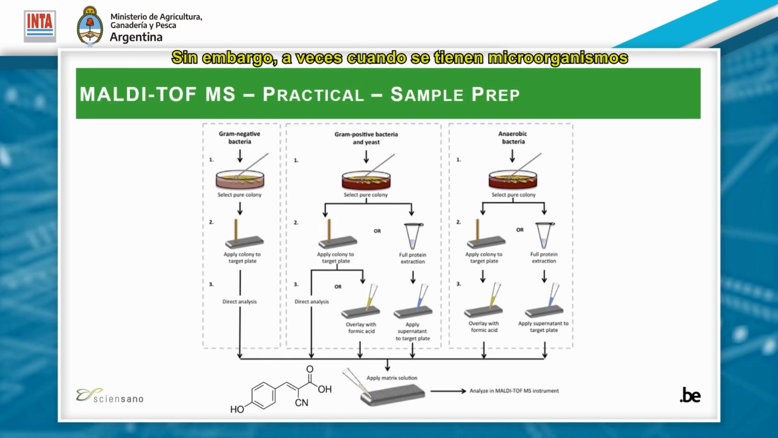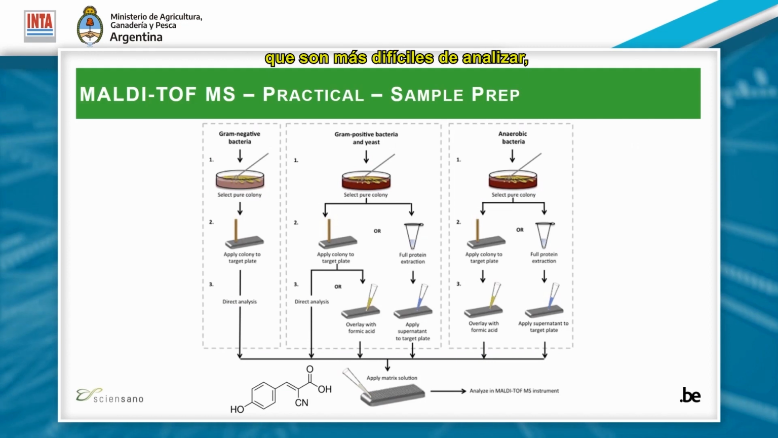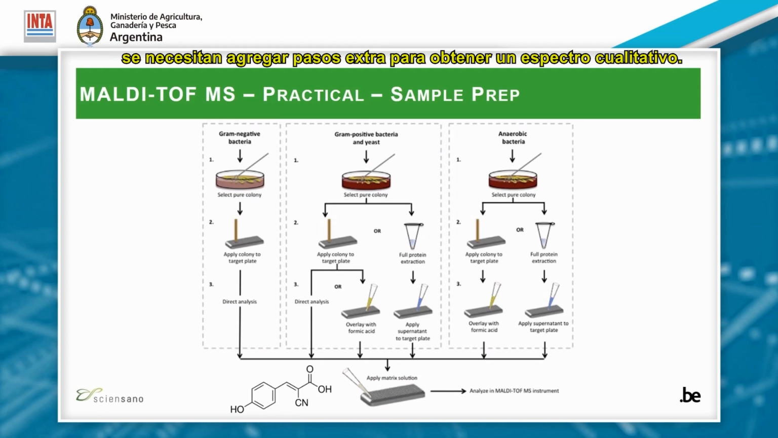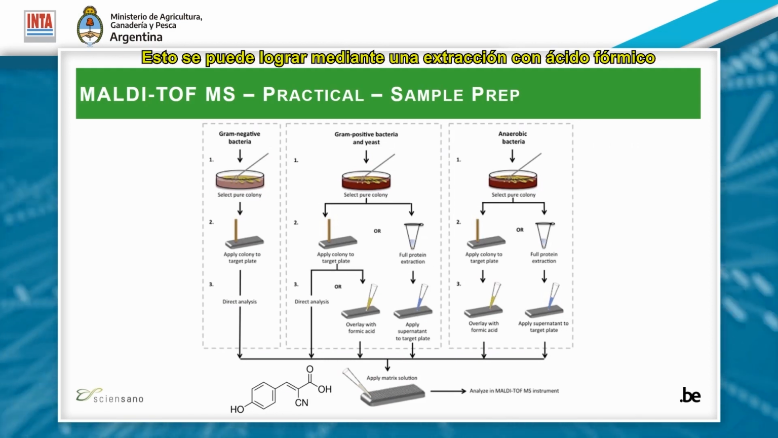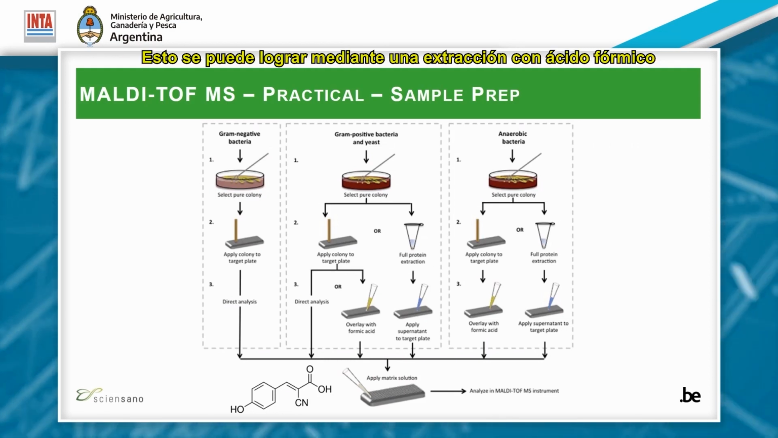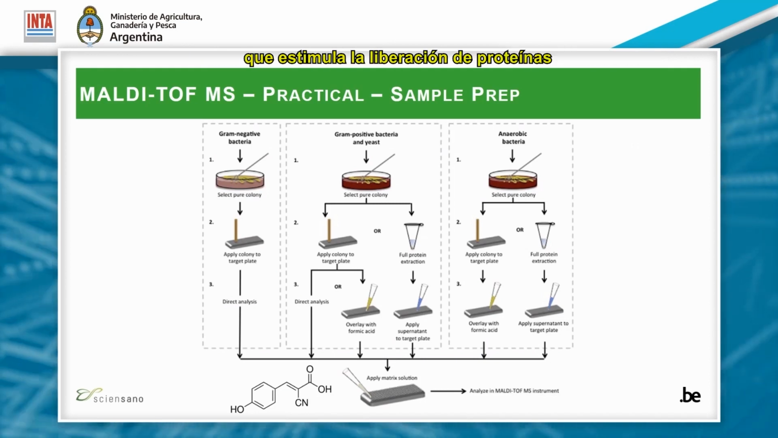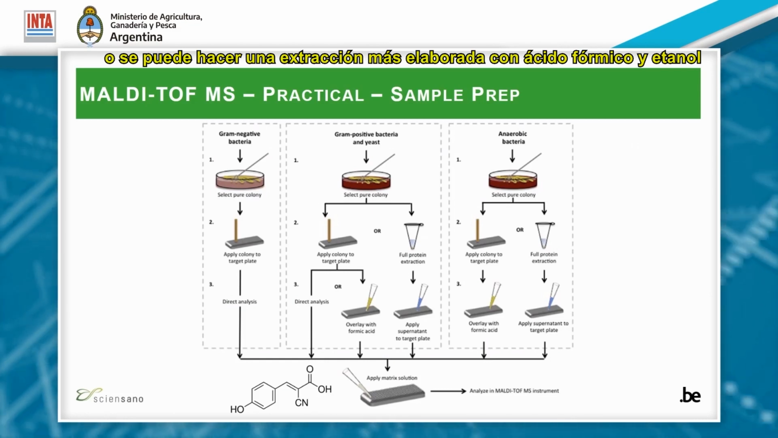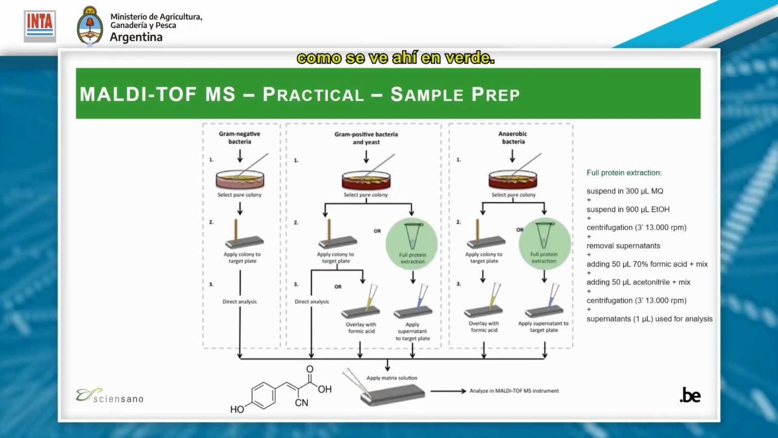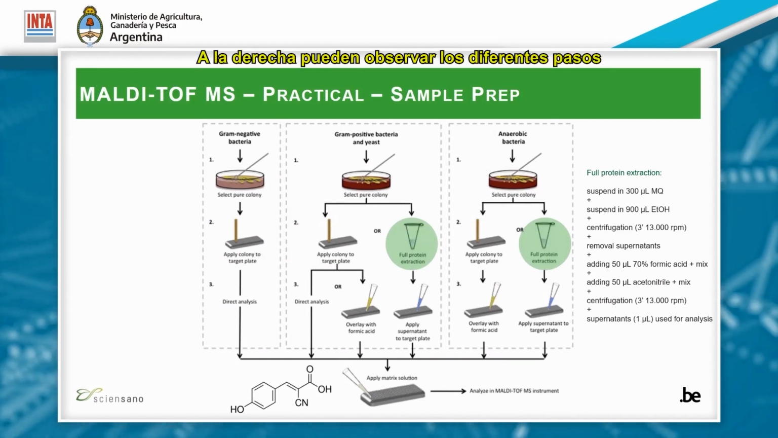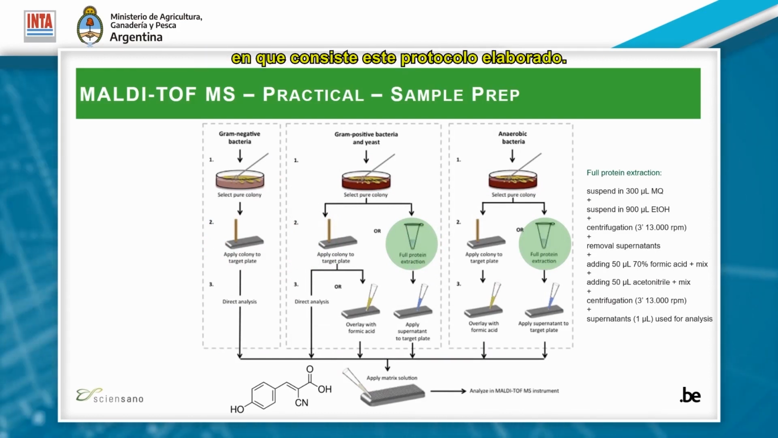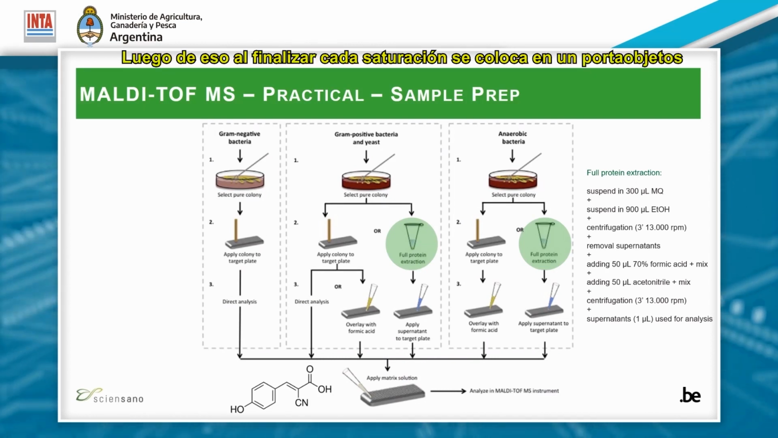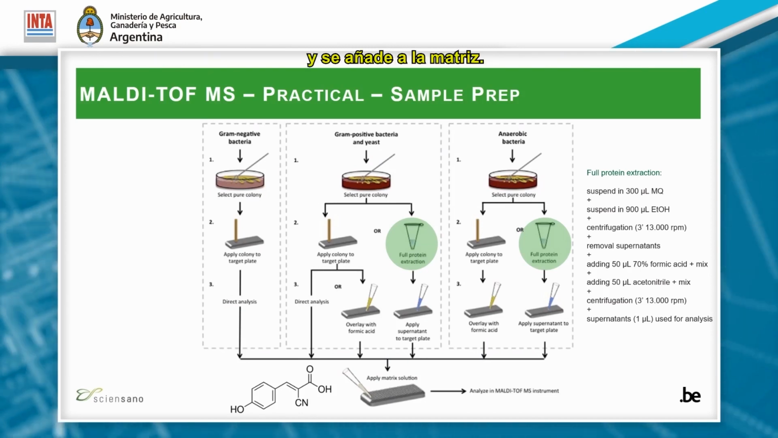Now, for microorganisms that are a little bit more difficult to lyse, sometimes additional steps need to be performed to obtain qualitative spectra. You can do this either by a targeted formic acid extraction, which enhances the release of proteins, or you can do a more elaborate ethanol formic acid extraction, which is indicated in green, and on the right you can see the different steps for this more elaborate protocol. Now, in each situation, at the end, sample material is applied on a target plate and the matrix is added.